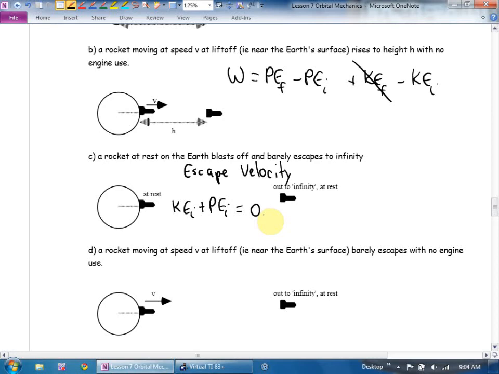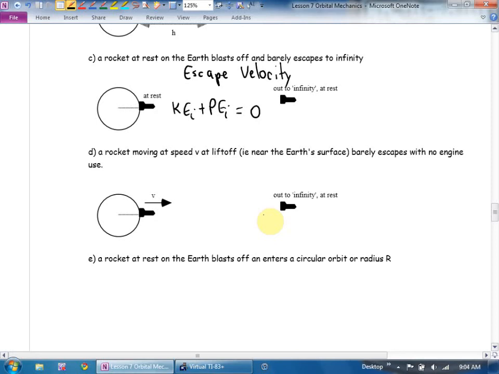A rocket moving at speed V at liftoff near the Earth's surface barely escapes with no engine use. You know what? I'm not going to worry about that one. That one's a little obscure. The one I really want to look at is E.